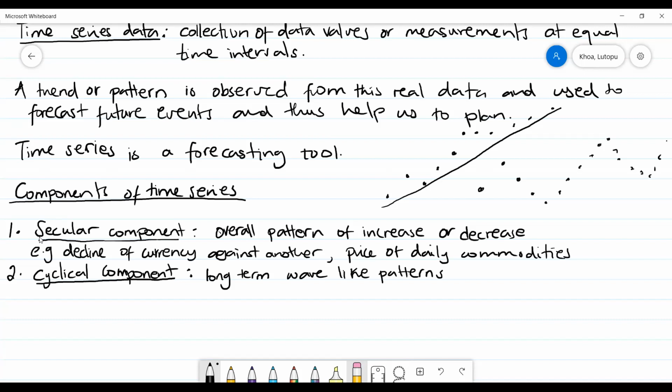This may be something like business cycles or economic cycles. So you can see that sometimes the economy is doing very well, so things are good. Then after a while, it goes down, down, down. Then again, it builds up. Now, with this one here, these patterns are not necessarily at regular intervals.